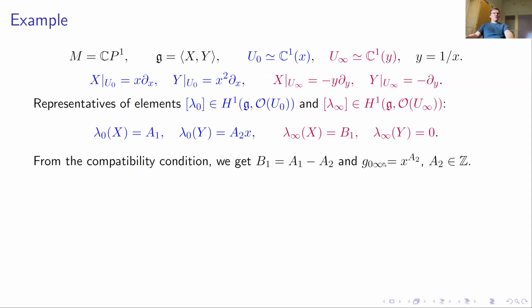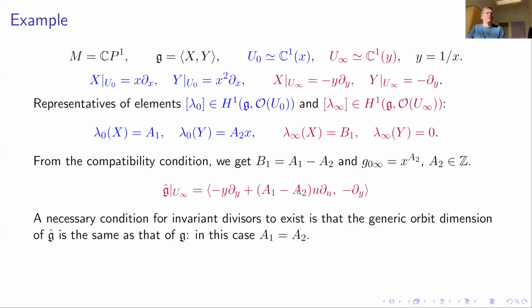This is from the previous slide, same computations, we ended up with this transition function. And these lifts, so now B1 is equal to A1 minus A2. So let's consider the lift on the infinity chart. And we remember the necessary condition for a relative invariant with this weight to exist is that the dimension of orbits of this lift is the same as the dimension of orbits of the original Lie algebra, which was 1. So if generic orbits have dimension 1, then A1 has to be equal to A2. So we get A1 equal to A2.